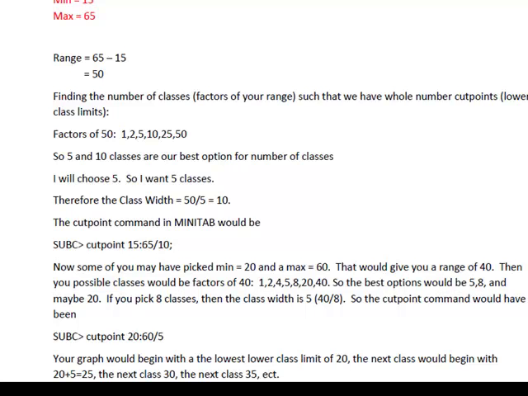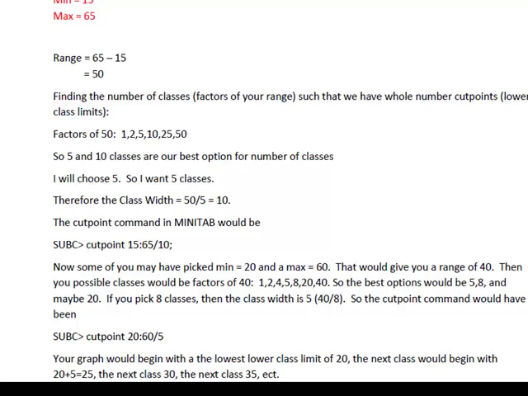So that would mean that my data starts at 15. That's my lower class limit. My very first class goes from 15. The next class would begin with 10 more than that, would begin with 25. The next one would be 35, 45, 55 until I get 65, and that makes out the even 5 classes that we want.